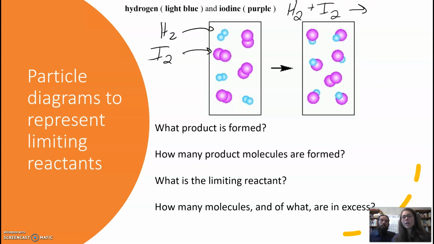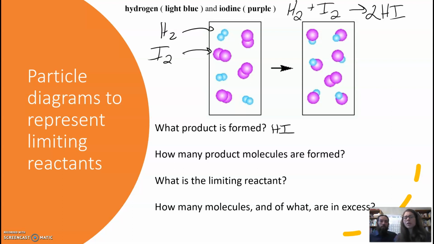And it's 1 iodine and 1 hydrogen, so we must have made HI. Okay, and we would balance this equation. If I was writing this, I would balance it with a 2 out in front. So what product is formed? We made HI. How many product molecules are formed?